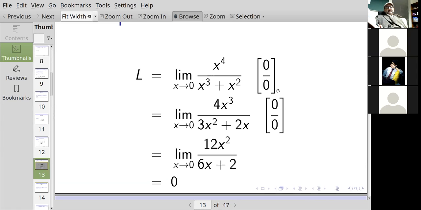Yes, there's a question? Yes, sir. We are applying L'Hopital's rule to evaluate the limit, right? Yes, we're just doing this to get our answer by evaluating the limit.